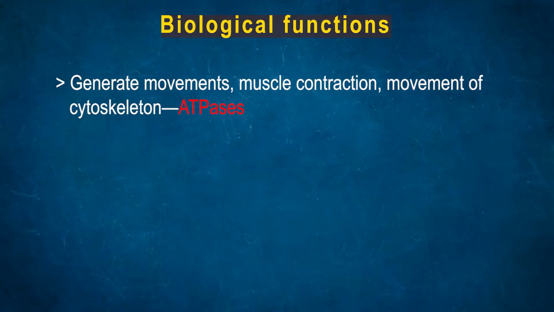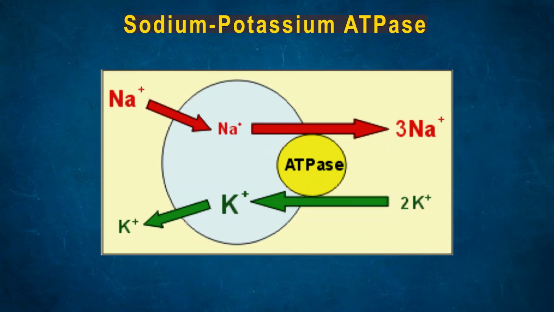For the generation of movements, muscle contraction, movement of the cytoskeleton, various ATPases are needed. And we know that for active transport, sodium-potassium ATPases are needed, which act as ion pumps.